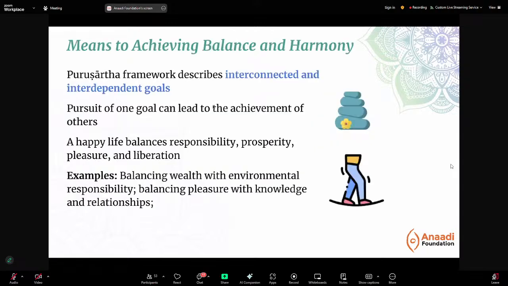If you look at the Ayurvedic texts, they also speak about the Purushartha. Why do we need Ayurveda? Because if you need to lead a life of the Purushartha, Ayurveda is required. If you need to lead a healthy life to the end of your lifespan, then Ayurveda is needed, right? Balancing wealth with environmental responsibility, and pleasure with knowledge and relationships, are all part of Purushartha, and that helps us achieve balance. A happy life balances responsibility, prosperity, pleasure, and liberation.